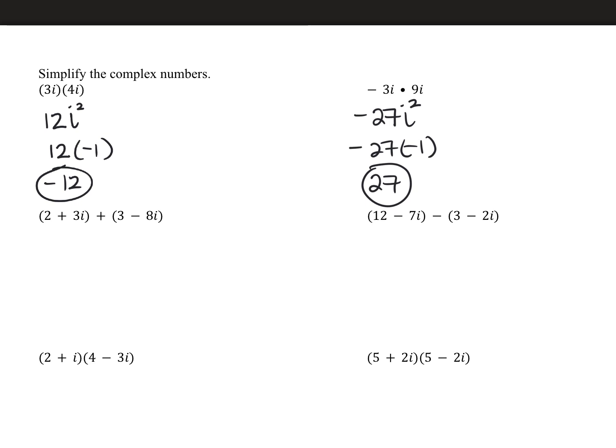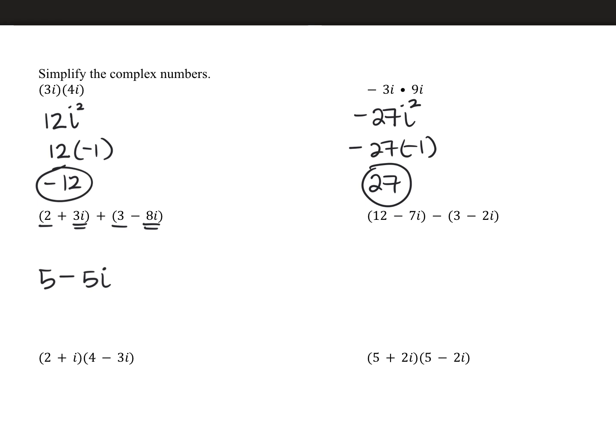Now let's talk about addition and subtraction. Just like with polynomial addition and subtraction, you're basically just combining like terms. So the real number portion and the imaginary portion are the like terms. So 2 plus 3i plus 3 minus 8i, the 2 and the 3 are like terms, so they add to 5. 3i and -8i are like terms, and they're going to add to give us -5i. And I can't simplify just i. There's no point in replacing i with the square root of -1, so we just leave it as i.